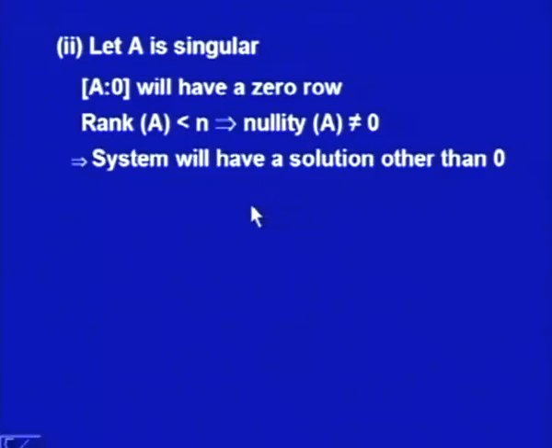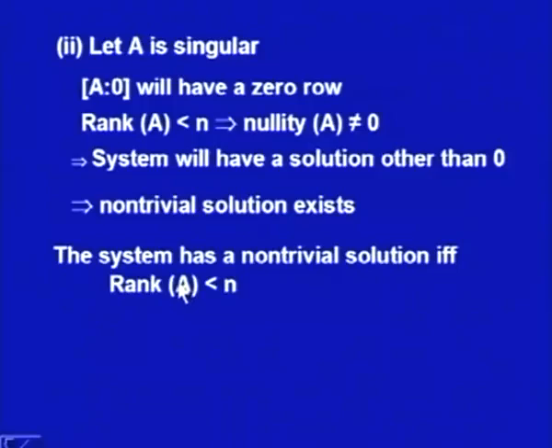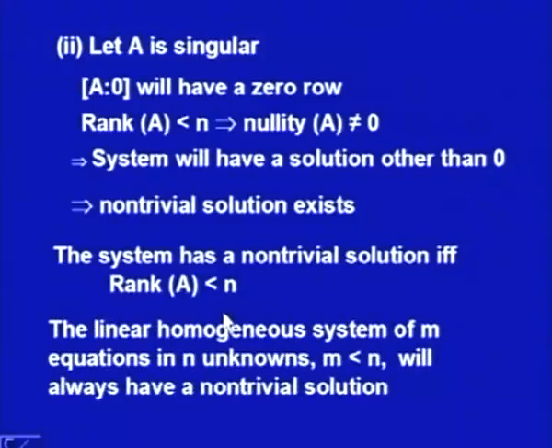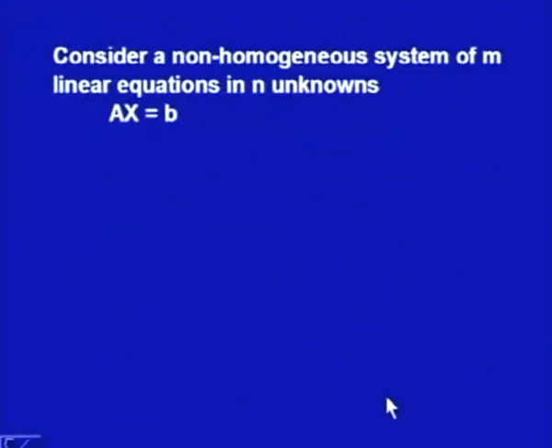of Ax is equal to 0. So, the system will have a solution other than 0, and that means a non-trivial solution is possible, and that proves that the system has a non-trivial solution if and only if rank A is less than n, and a linear homogeneous system of m equations in n unknowns when m is less than n will always have a non-trivial solution. So, the next thing is we consider a non-homogeneous system of m equations in n unknowns.